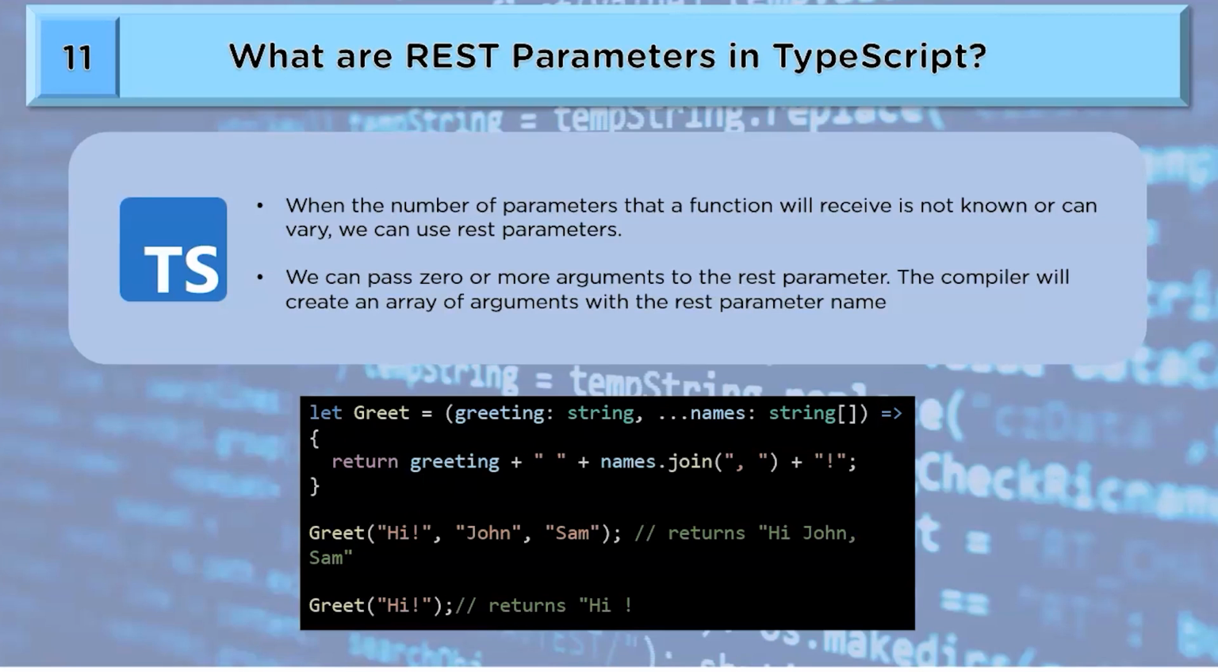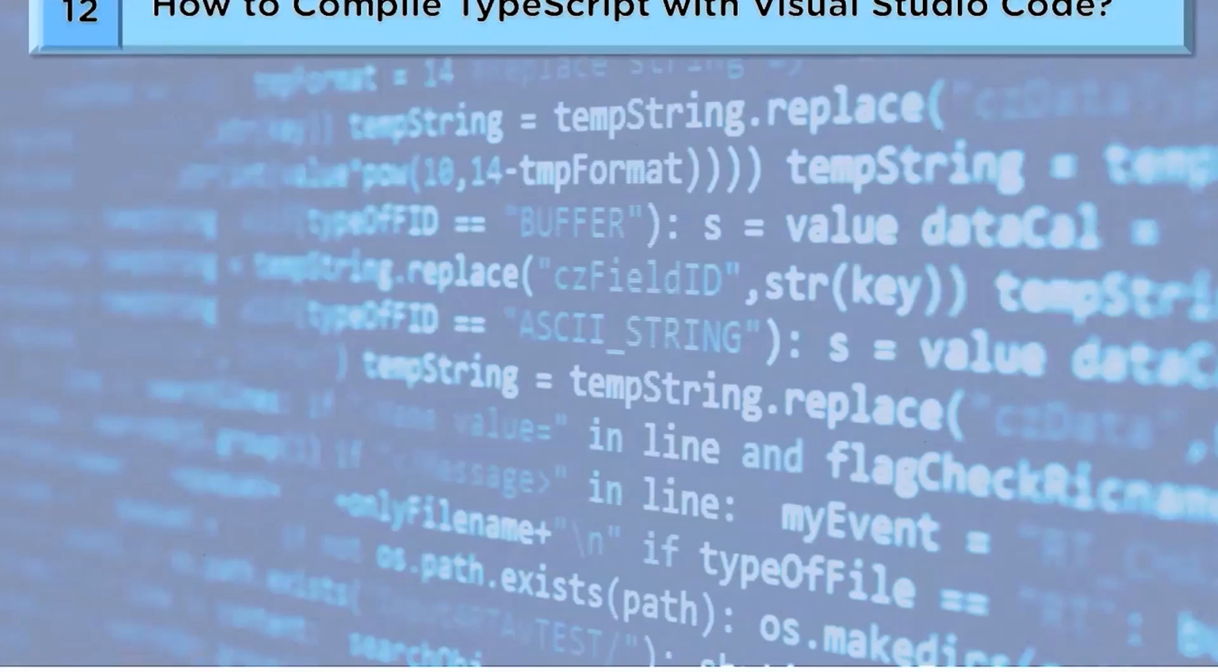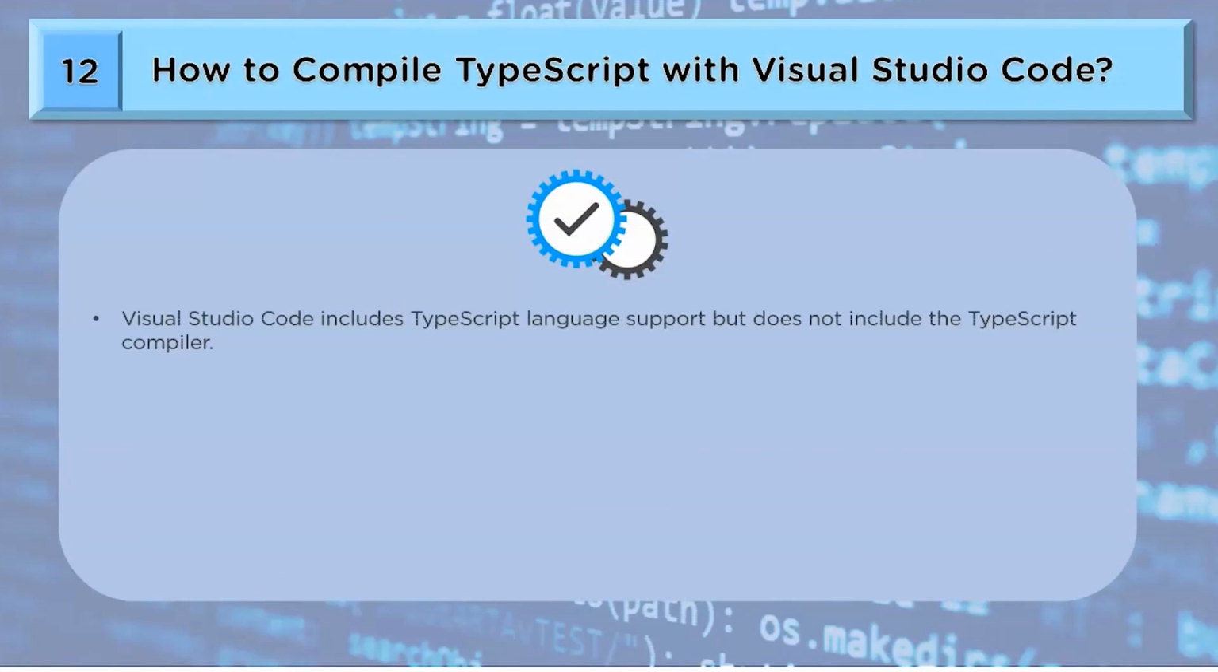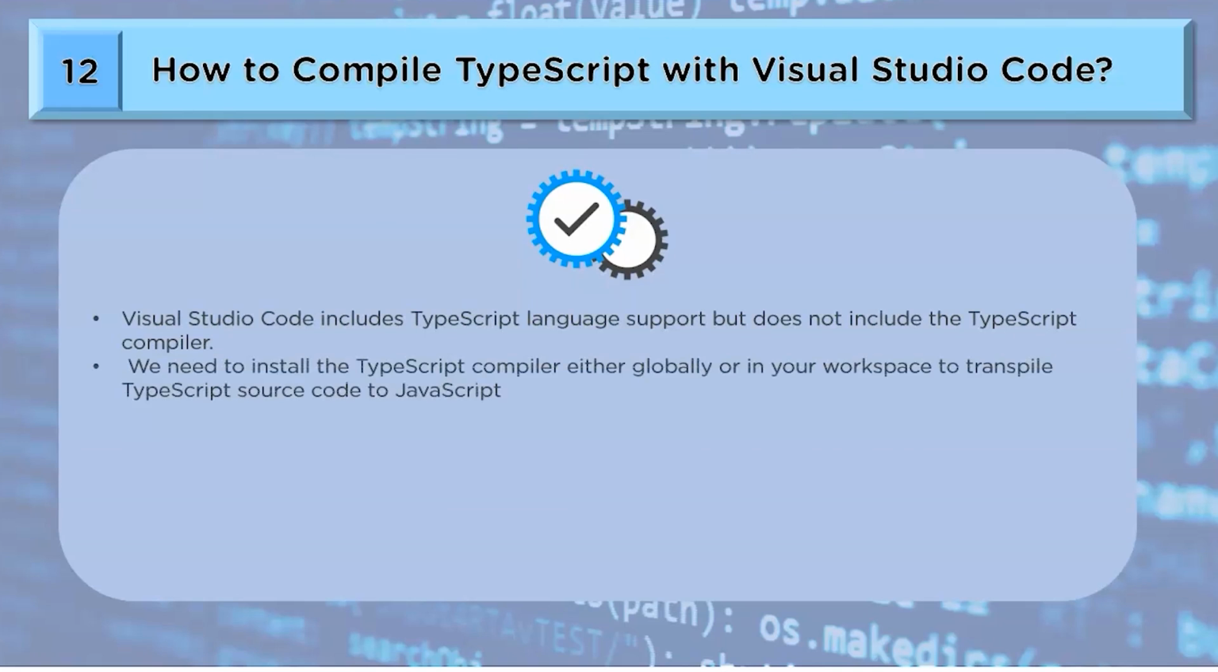The compiler will create an array of arguments with the REST parameter name. How to compile TypeScript with Visual Studio Code? Visual Studio Code includes TypeScript language support but does not include the TypeScript compiler. We need to install the TypeScript compiler either globally or in your workspace to transpile TypeScript source code to JavaScript.